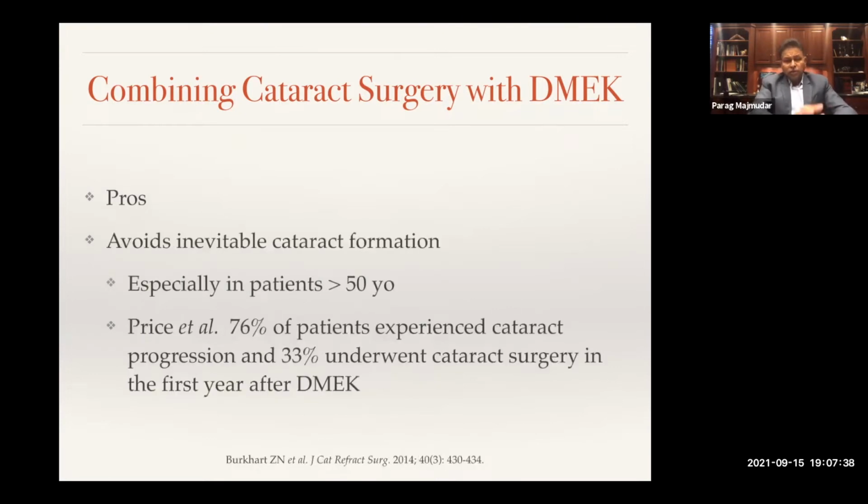Another advantage of combining the two procedures is that you avoid the inevitable cataract formation. So if you have a youngish patient, let's say 50, I just turned 50 a year ago, so I feel like I'm pretty young. But let's say a patient who is not quite ready for cataract surgery, but does have significant guttae and visual dysfunction from Fuchs dystrophy. Those patients who have DMEK are often going to have an increased progression of cataract, generally faster than they might otherwise have expected. And this is common with a lot of different intraocular surgeries that we can perform. They can stimulate the progression of cataract.